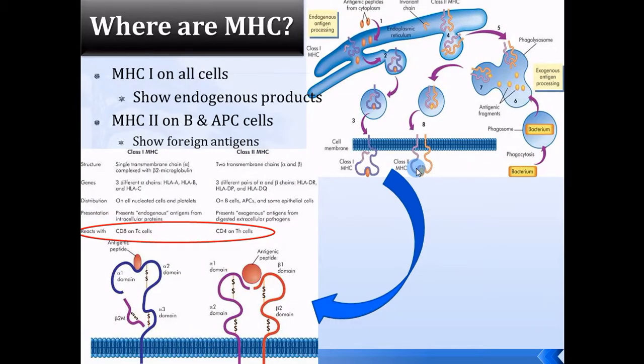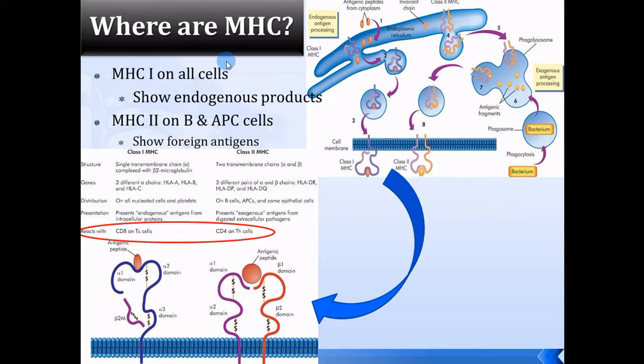So the next thing you want to know about these MHCs is where they hang out. We've already talked about the process of making them. Antigen to endoplasmic reticulum, goes over the Golgi, packages them, ships them to the surface of the cell. So they're hanging out here on the surface of the cell.